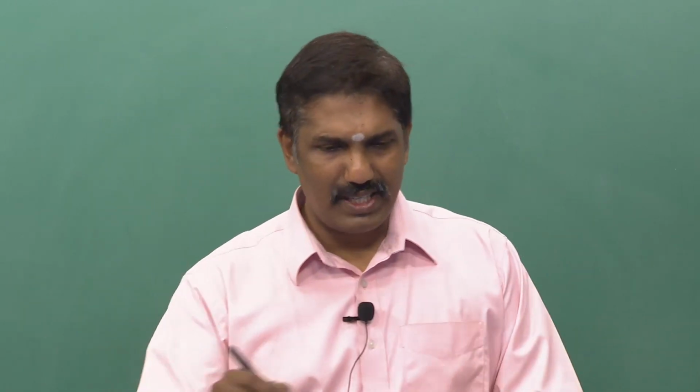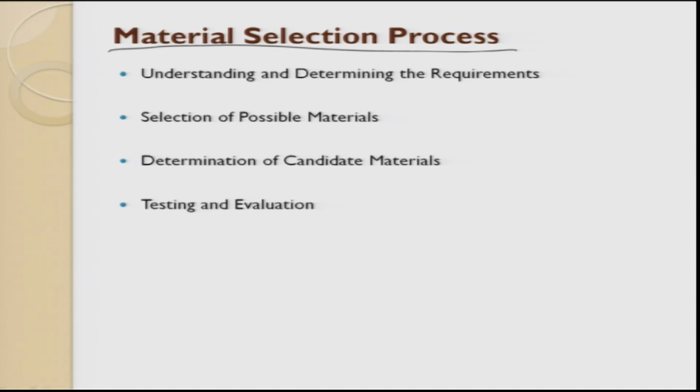So the material selection process first starts from what the customer wants, so understanding and acquiring the requirements. Then you make a selection of a possible material. Then you make a determination of the candidate material. Then you do testing and evaluation before the product goes into the market. So here, first you understand the customer, then you try to select all possible materials.